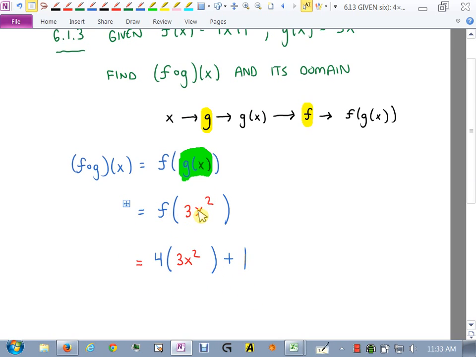So notice the f goes away here, right? Because I'm actually plugging this into the function f, so there's no need to write f anymore. This is what f does. It's 4 times whatever you plug in plus 1. What's that? Question? You sure? Come on.